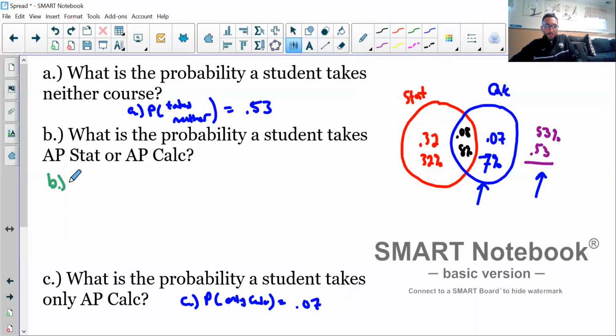And then the one question that makes us think a little bit. For B, you could say, what's the probability a student takes stat or calc? Think about that. Pause the video, talk about it as a class, work together. You got this.